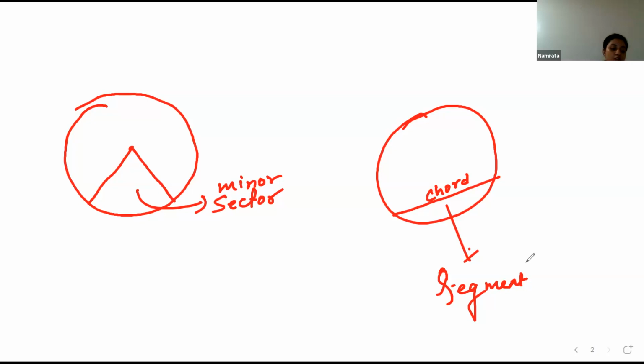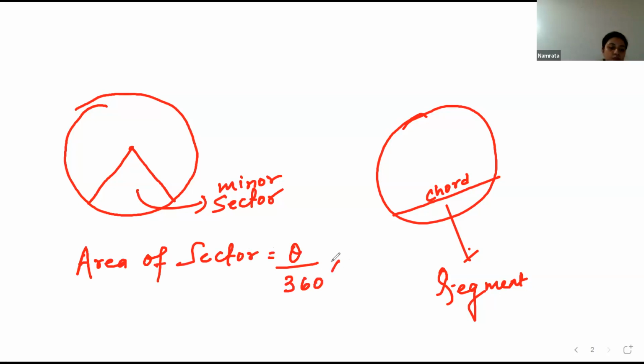Okay. Now the formula to find the area of a sector. The area of a sector of a circle will be theta by 360 into pi r square.